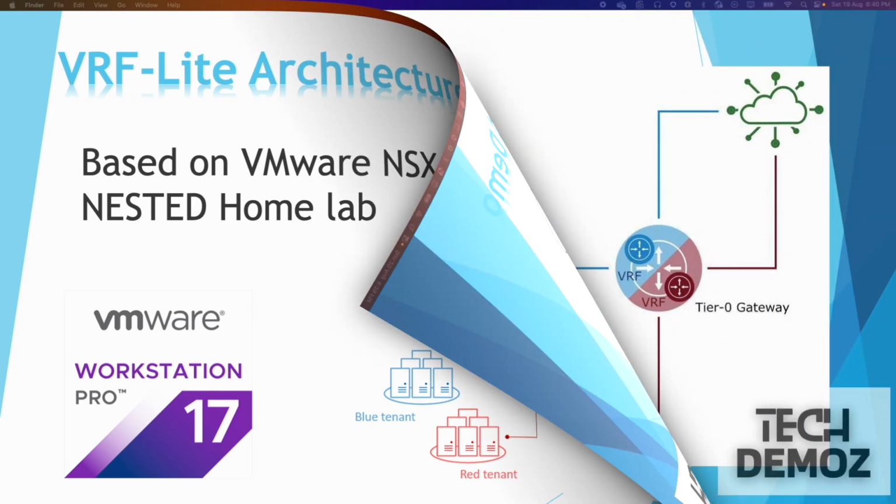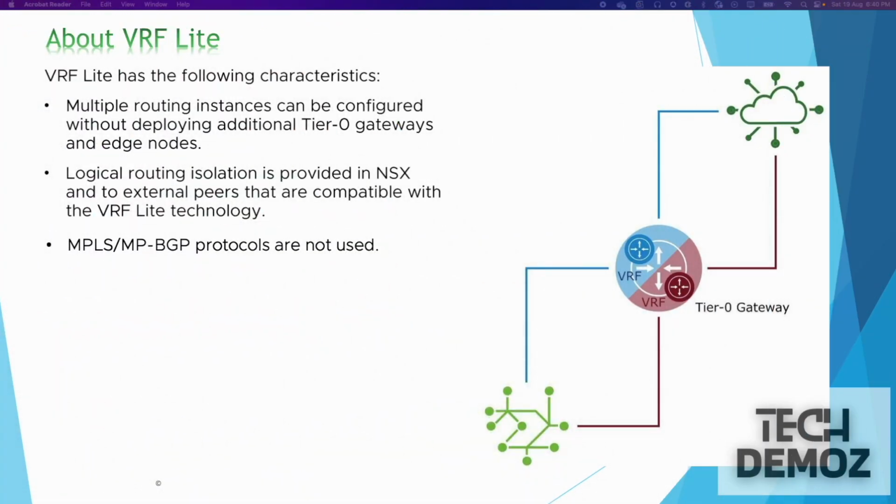So let's get started. About VRF-Lite: virtual routing and forwarding allows the coexistence of multiple routing instances in one routing device. Independent routing and forwarding tables are maintained for each instance. Separation between tenants and applications does not require an additional Tier 0 gateway and NSX Edge node with VRF-Lite. VRF-Lite provides logical routing isolation in NSX and spans it to the external peer device that supports this technology.